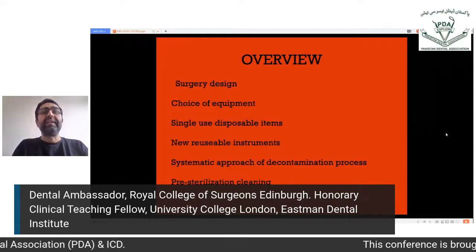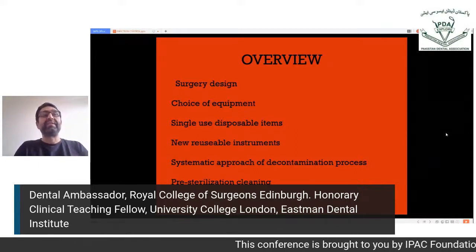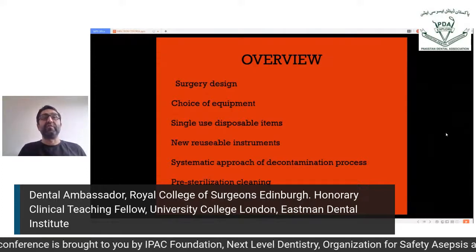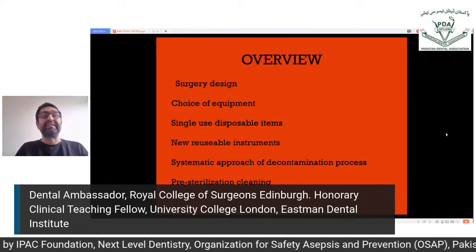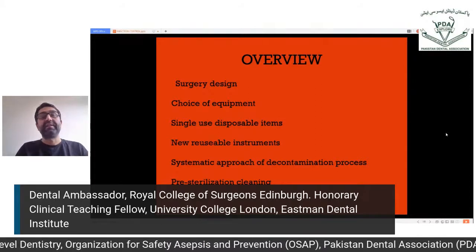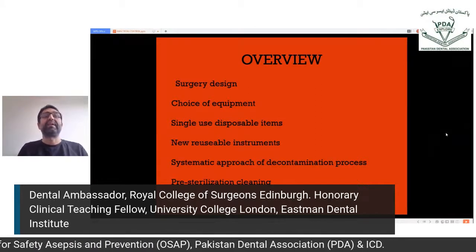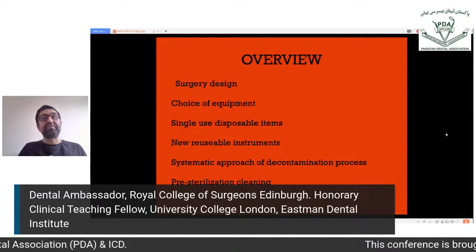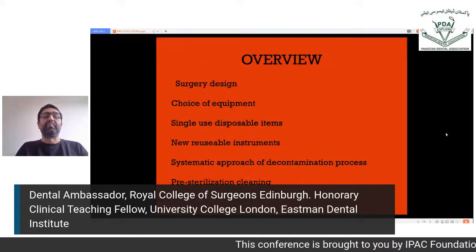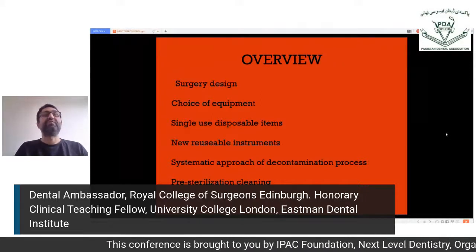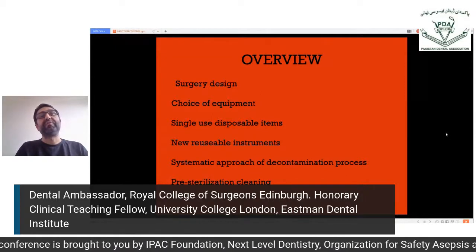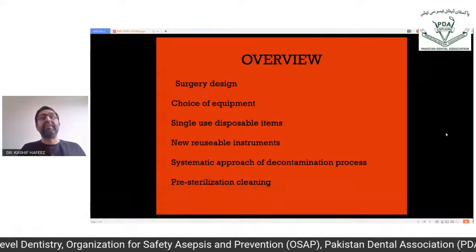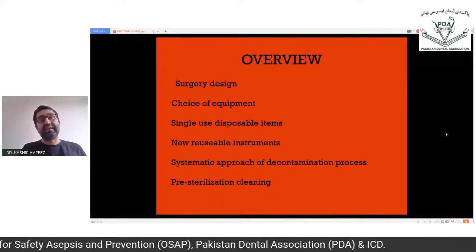You need to start thinking, because of COVID, there may be some surgery design changes. So you need to think about your surgery design. For the listeners who are in final year graduation, you will be making your new practices, so start thinking about the design now. The surgery has to be properly designed. The right choice of equipment is very important as well. You need to do a bit of research. Economy and finances should not be the only deciding factor. That is important.